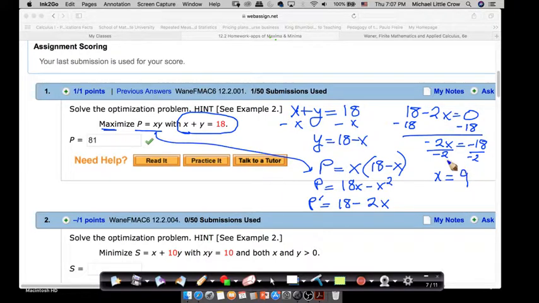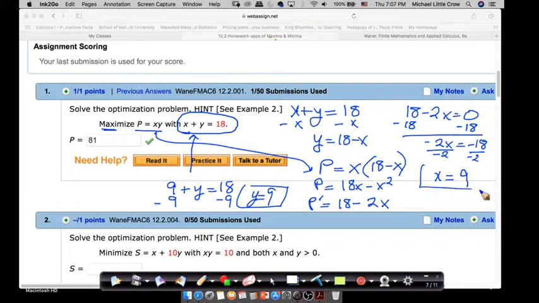Then we need to take that positive 9 and put it back into this function, and we're going to find y. Right? So we get 9 plus y equals 18, and you might already see y has to be 9 as well, right? Subtract 9 from both sides, and you get that y equals 9. So x equals 9, y equals 9, but that's not what the answer wants. It just wants to know what P is. So that says when x is 9 and y is 9, that's when we get a maximum.